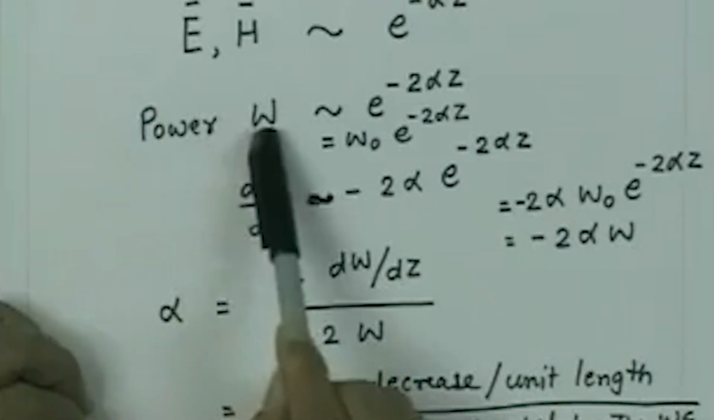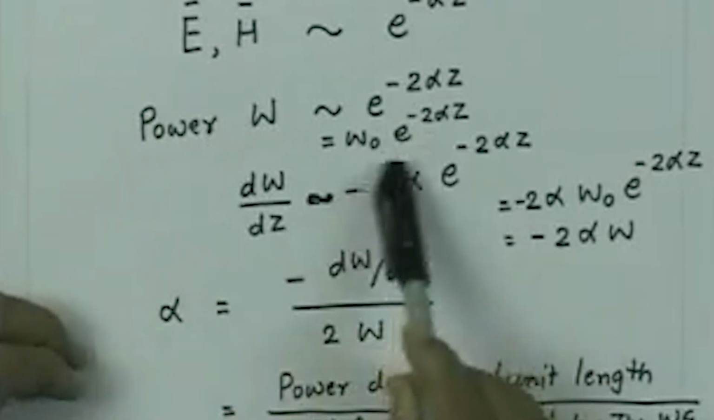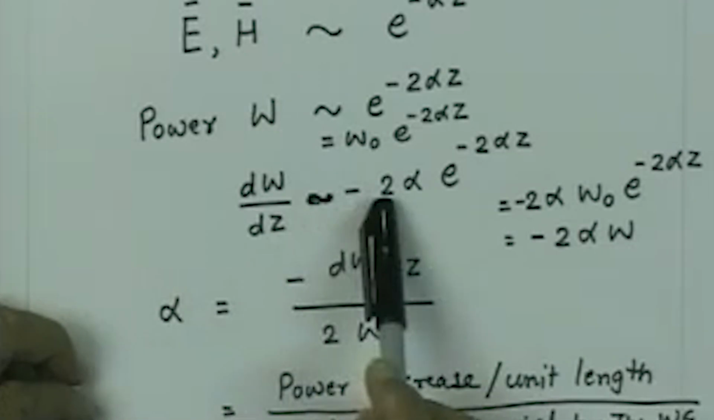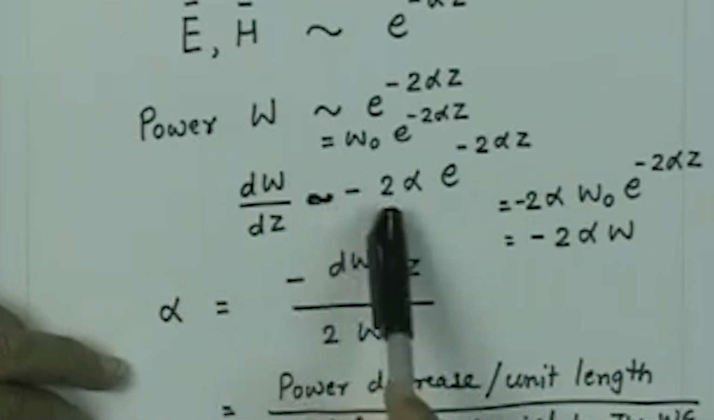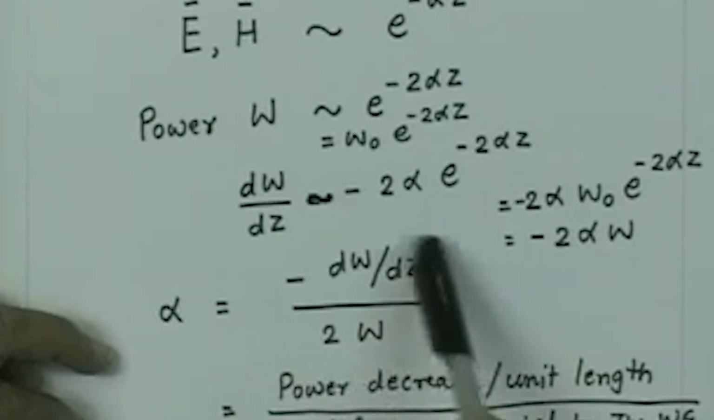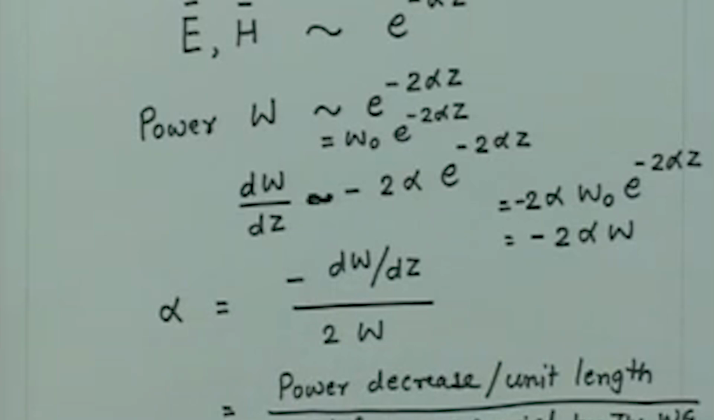So, if we replace this power by some constant, initial power at z equal to 0, times this variation e to the power minus 2 alpha z, and differentiating this with respect to z, we get dW by dz equal to minus 2 alpha e to the power minus 2 alpha z, and then we can write the attenuation constant alpha from here, which is minus dW by dz upon 2W. Physically we can interpret this quantity as the power decrease per unit length divided by 2 times the power carried by the waveguide. So, you have to put a factor of 2 here.